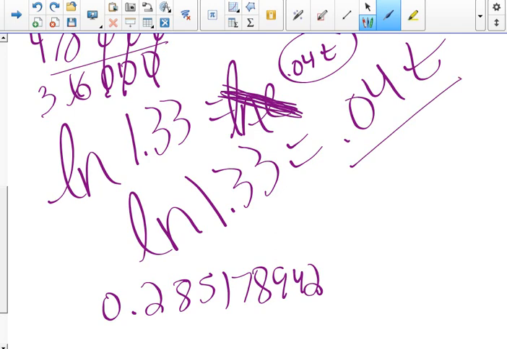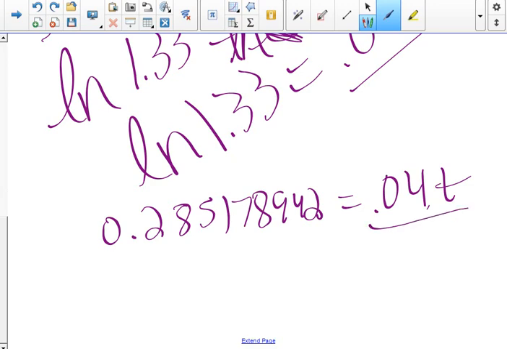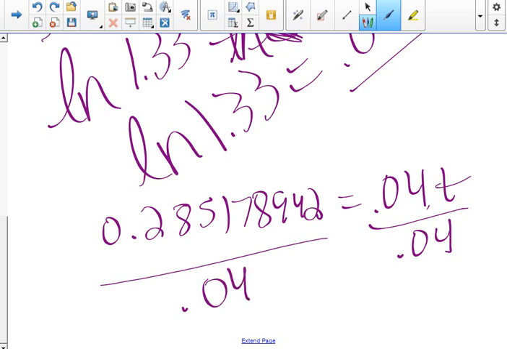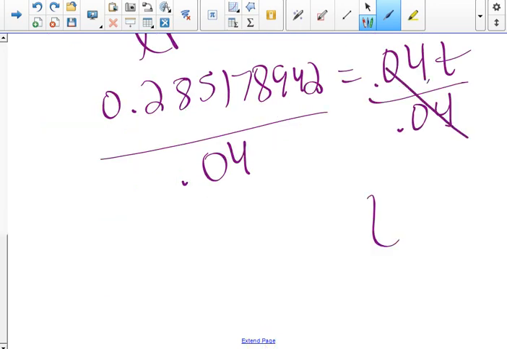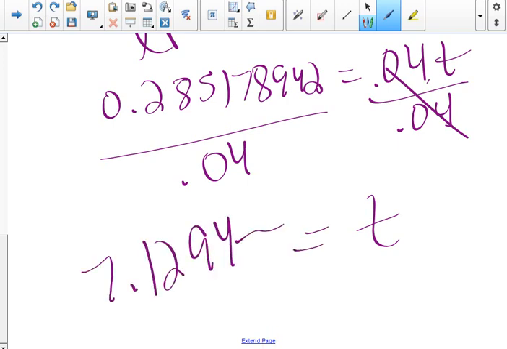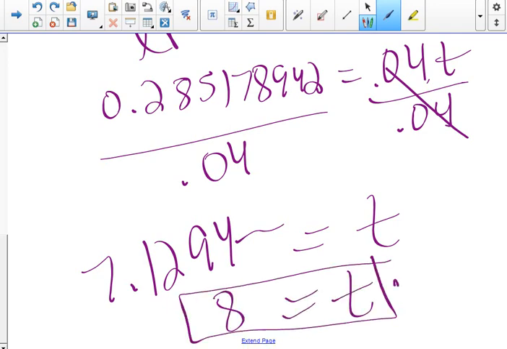Okay, now let me show you something here. Now let's clear this, well, equal 0.04t. I'll straighten it out a little. Now I can divide each side by 0.04. So now take that answer and divide by 0.04. And you should get, that cancels out, your answer: 7.1294, blah, blah, but they said round up. So our time is going to be equal to 8 years. Okay?